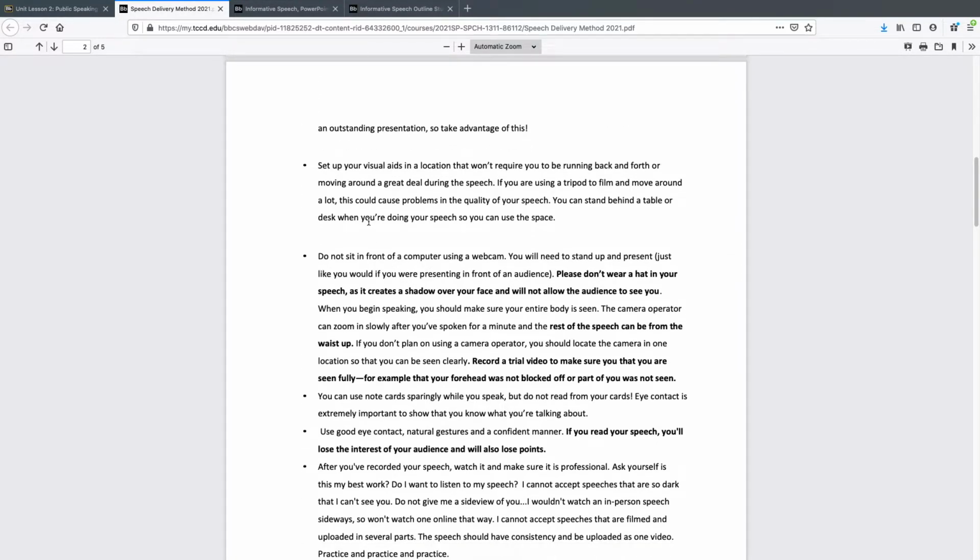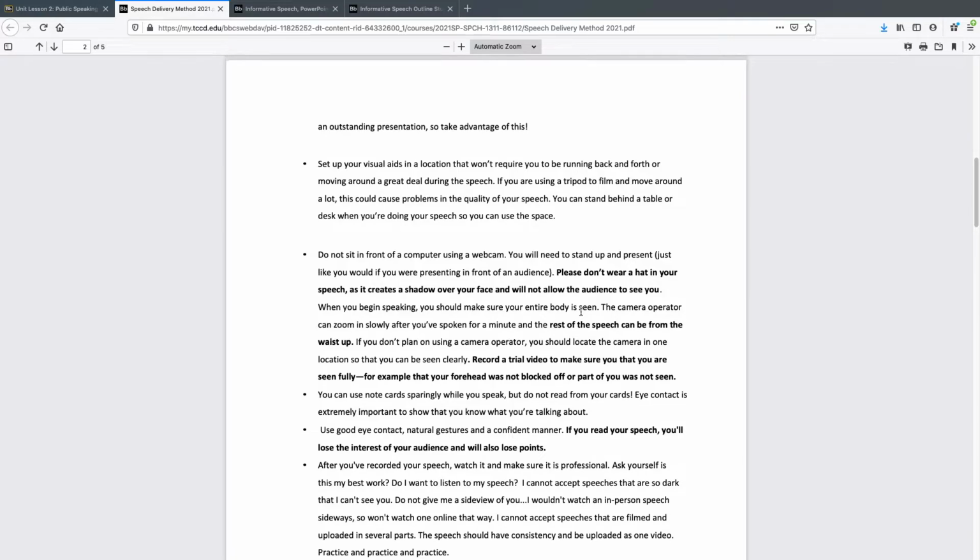I've given you more information here. Do not sit in front of a computer using a webcam. Stand up and present just like if you were presenting in front of an audience, and what I mean by that is as if you were in the classroom. So you're going to have an audience of at least 3 people. Don't wear a hat, as it creates a shadow over your face and it will be hard for the audience to see you.